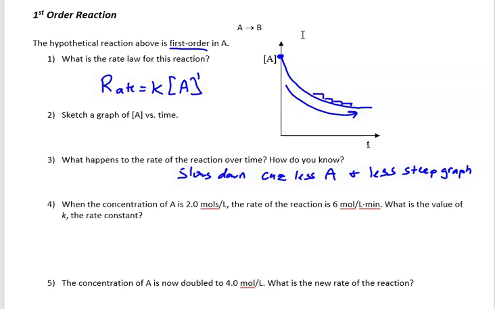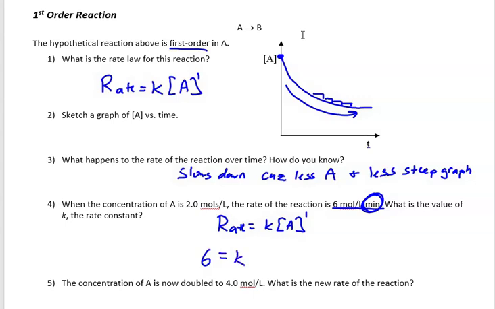Say, let's try some math here. If the concentration of A is 2 moles per liter, the rate of the reaction is 6 moles per liter minute. What's the value of K, the rate constant? Alright, so let's go ahead and plug this in. And so our rate here is going to be 6 moles per liter minute. We know that's the rate because rate has to have a unit of time in there. For right now, I'm going to work with just the numbers, and then we'll work with units later.